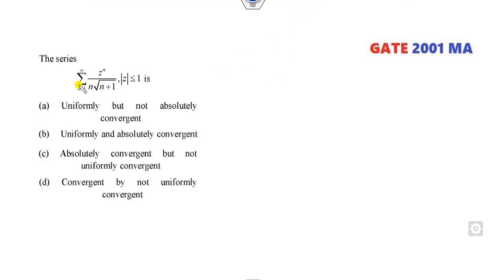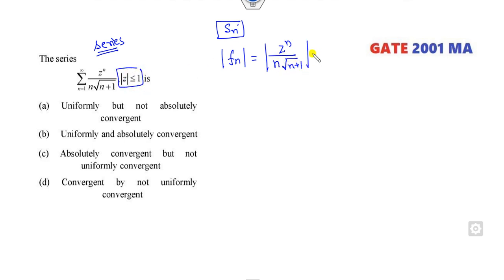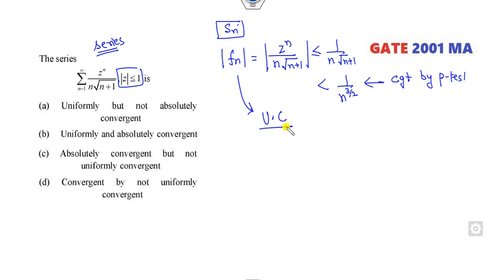Okay, next one is with z, which is again a series. What is the target? Either you can write the nth partial sum sequence, or you can start with the absolute value. If I start with z raised to power n over n(n plus 1), with mod of z less than 1, I can write this as less than 1 over n(n plus 1), which again is less than 3 by 2 over n square, which is convergent by using the P test. So this function is uniformly convergent.